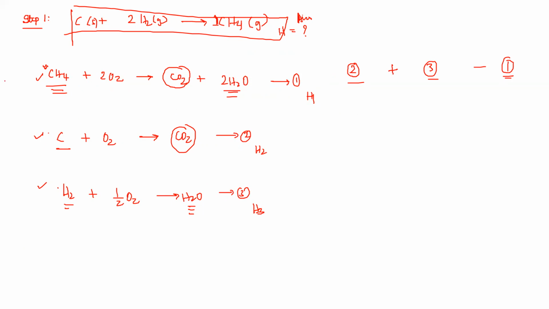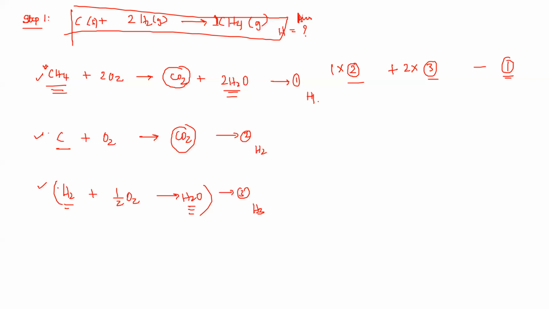Now, second thing, the coefficient of carbon is 1. So for equation number 2, we are only going to multiply it by 1. However, the coefficient of hydrogen needs to be 2, while in equation number 3 it is 1. So we'll have to multiply this entire equation by 2. So we are going to multiply equation number 3 by 2, and there is no other change. So this is going to be done. Let's do this once and see if we get the aim equation.